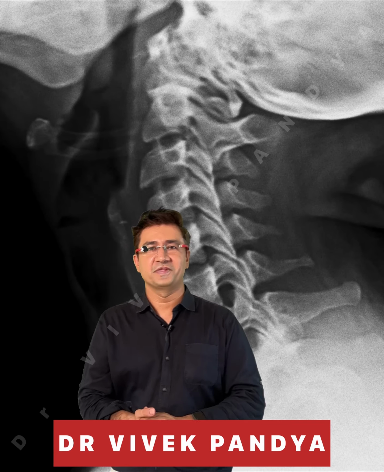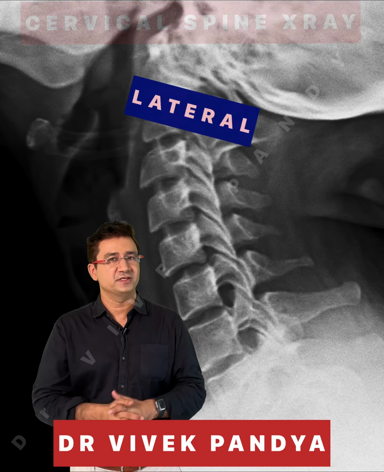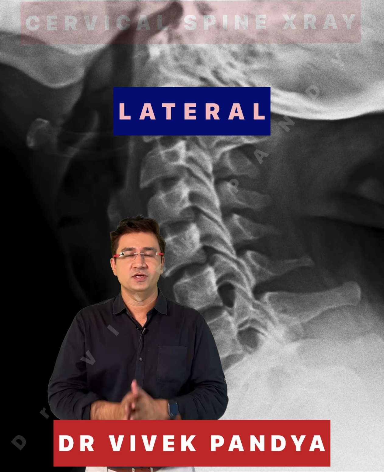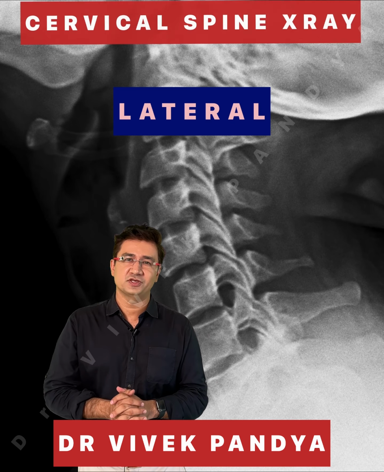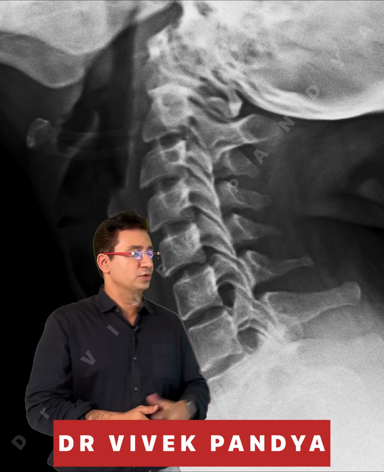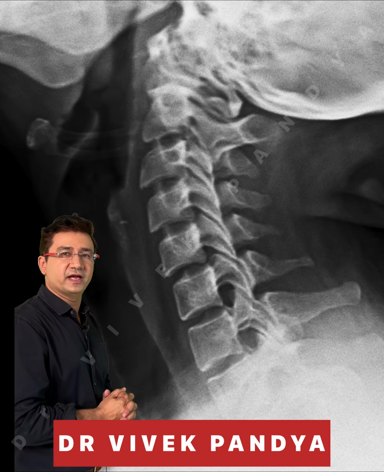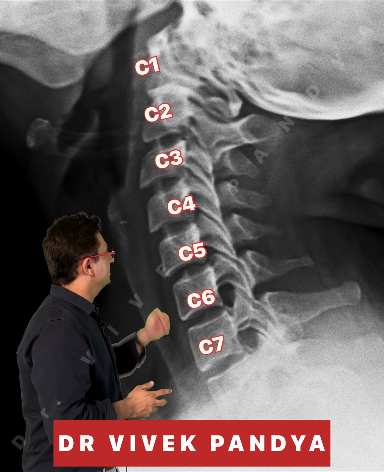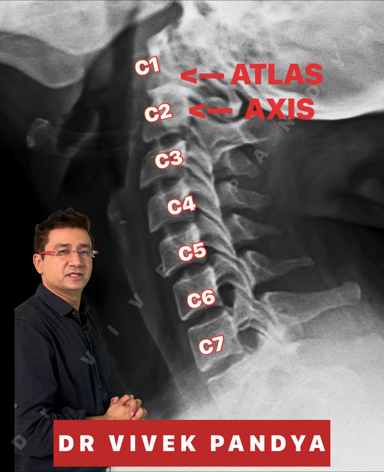So hello friends, now we are back with another video about the cervical spine anatomy, that is X-ray anatomy, AP and lateral view. So first we will go with the lateral view of the cervical spine. So this is the lateral view of the cervical spine. As you can see here, the vertebral bodies C1 to C7 are seen in this film, this radiograph.